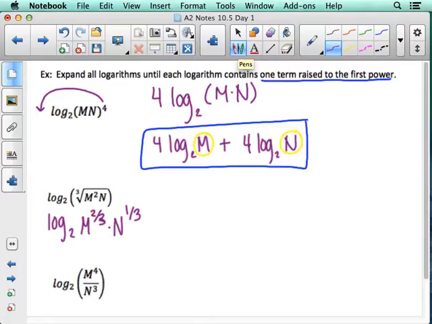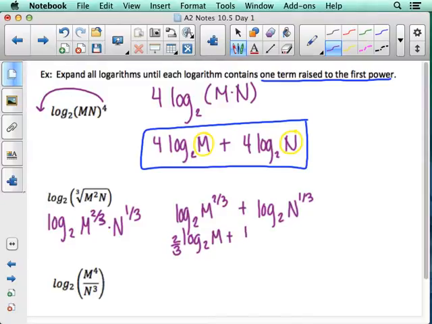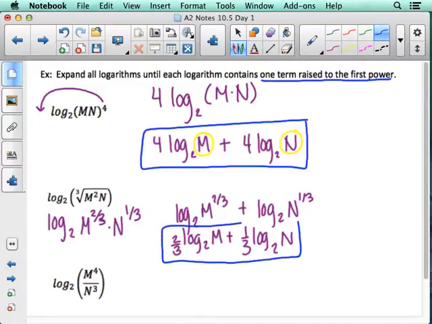Now, I'm going to break these up because this is multiplication. So this becomes log base 2 of m to the 2/3 plus log base 2 of n to the 1/3. Now, I can pull my exponent out front. So this is now 2/3 times log base 2 of m plus 1/3 times log base 2 of n. There we go, and that's it. So each log has one term raised to the first power. My coefficients are up front.